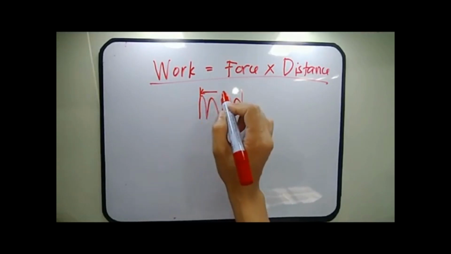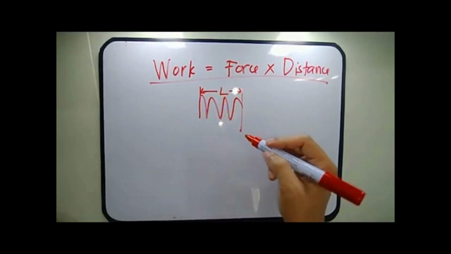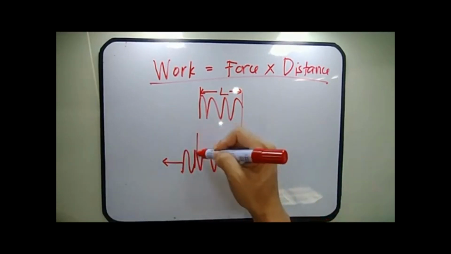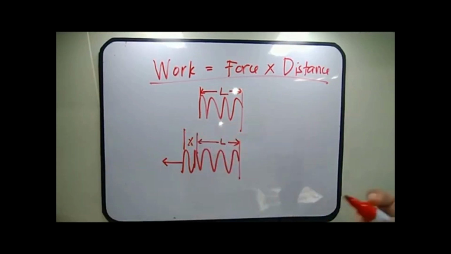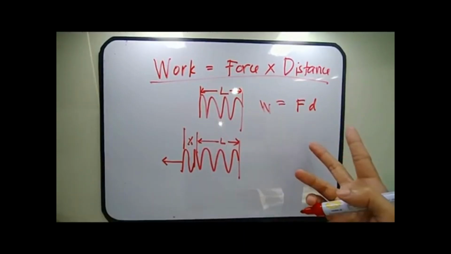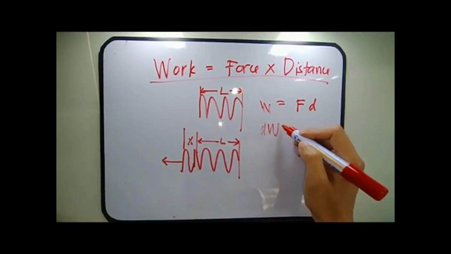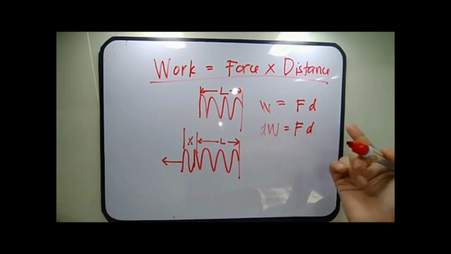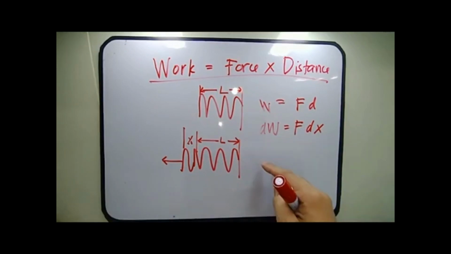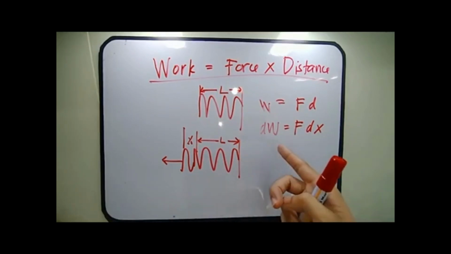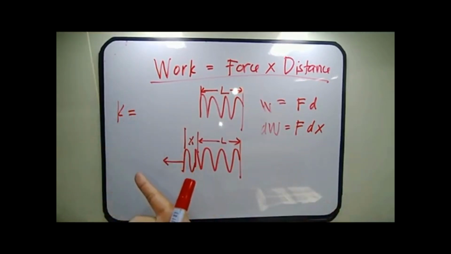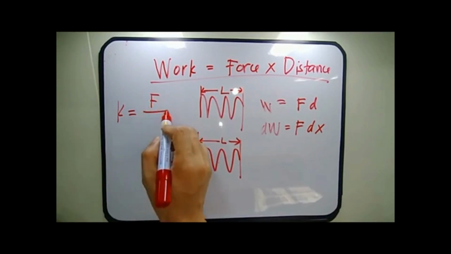So, yung spring natin, meron siyang original length, say L. Then, if you apply a force on that spring tension, it will elongate for a distance x. Now, work is equal to force times distance. Well, in terms of derivative, we can say that differential of work is equal to force times differential of distance, let's say differential of x. So, in springs, we have a concept, what we call the spring constant, K. So, the spring constant K is actually the force per unit of elongation.